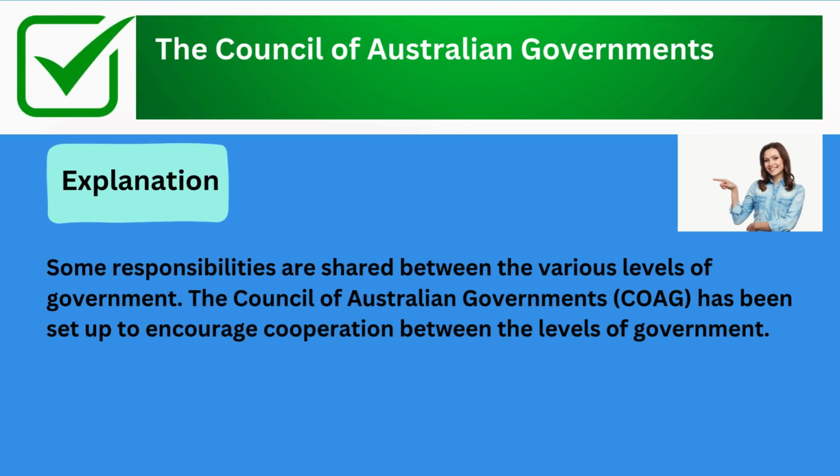The correct answer is the Council of Australian Governments. Explanation: some responsibilities are shared between the various levels of government. The Council of Australian Governments has been set up to encourage cooperation between the levels of government.